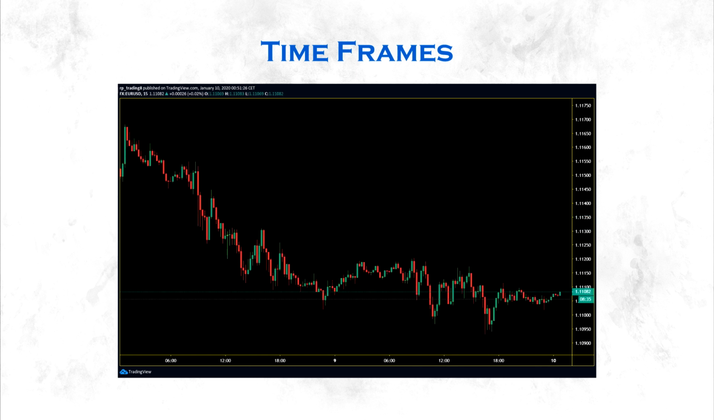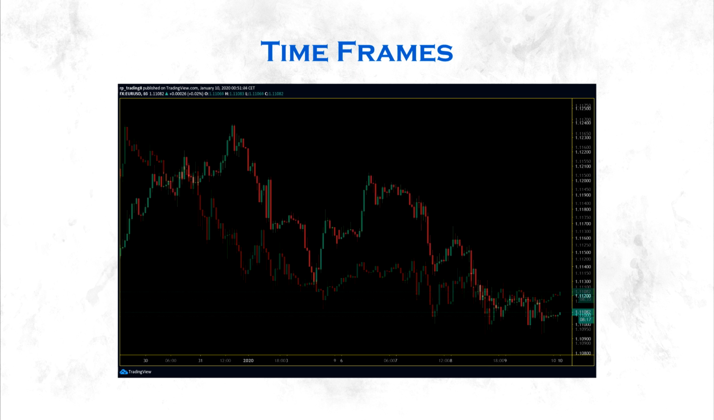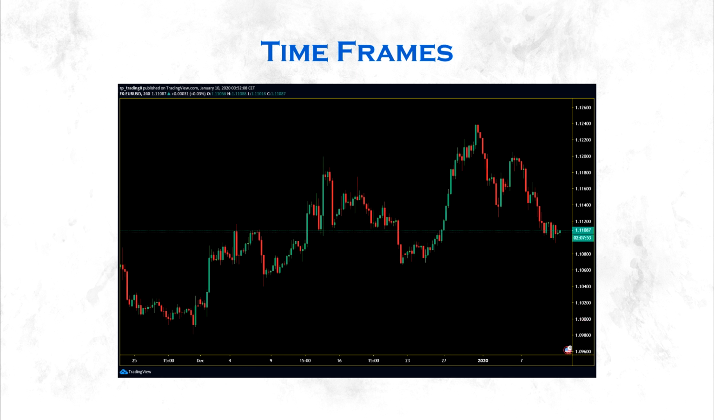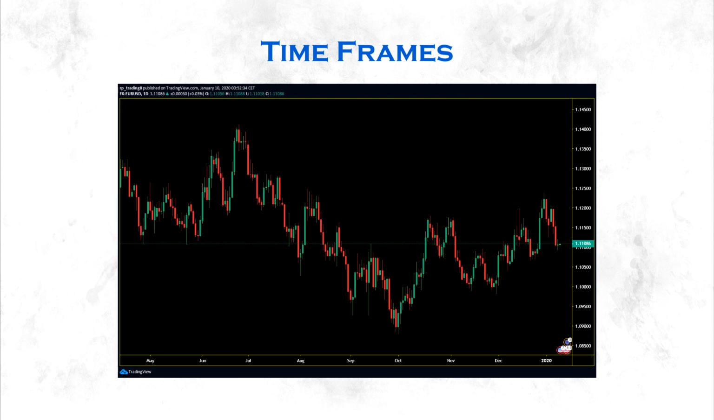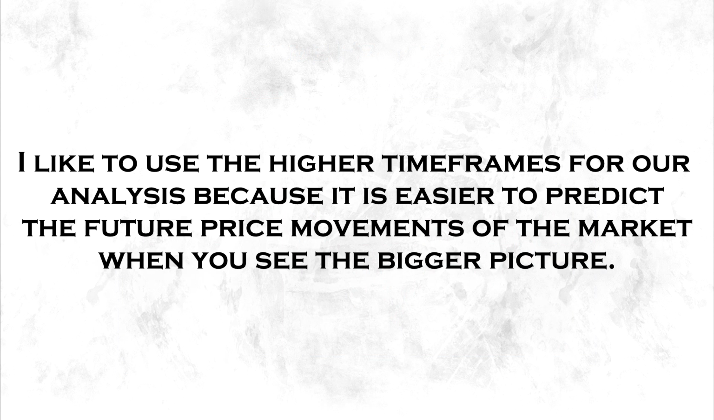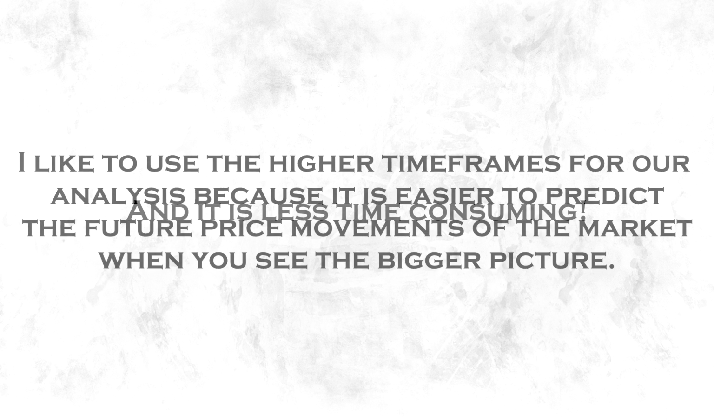If you pick the 15M chart, it would be 15 minutes worth of price data on each candle. If you pick the 1 hour chart, each candle represents 60 minutes of price action, and the 4 hour chart represents 240 minutes of price action per candle. The daily or D1 chart represents a whole day worth of price movement per candle. I like to use the higher time frames for our analysis because it is easier to predict the future price movements of the market when you see the bigger picture, and it is less time consuming.